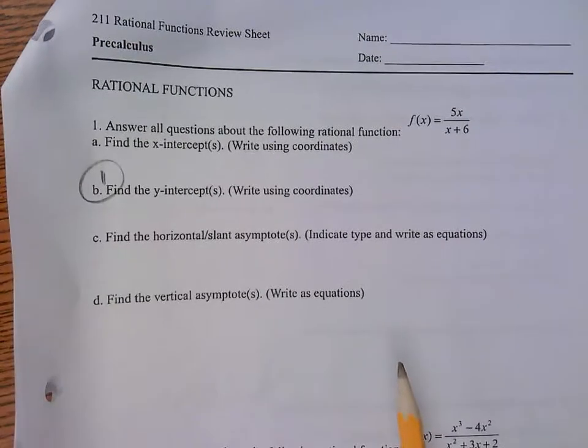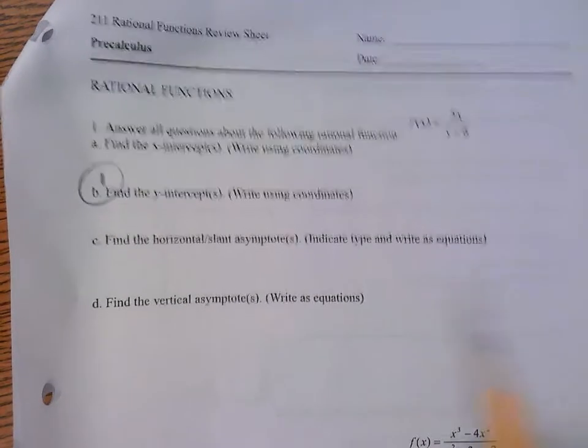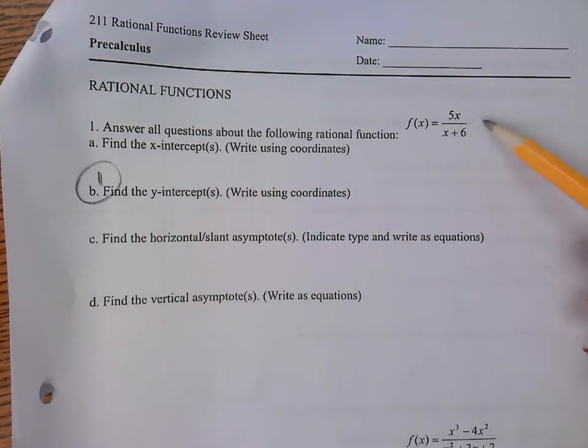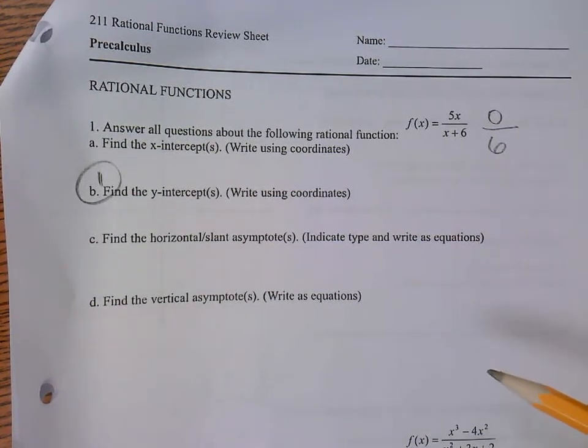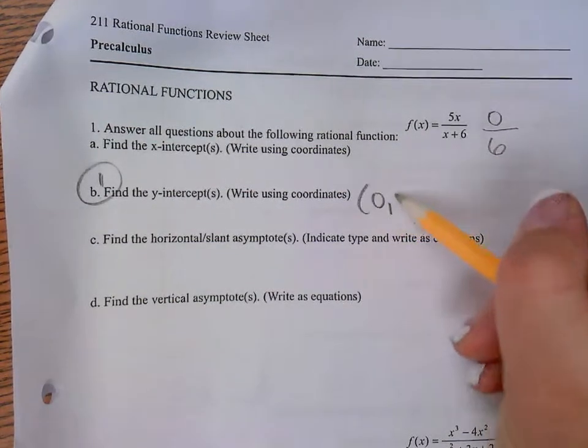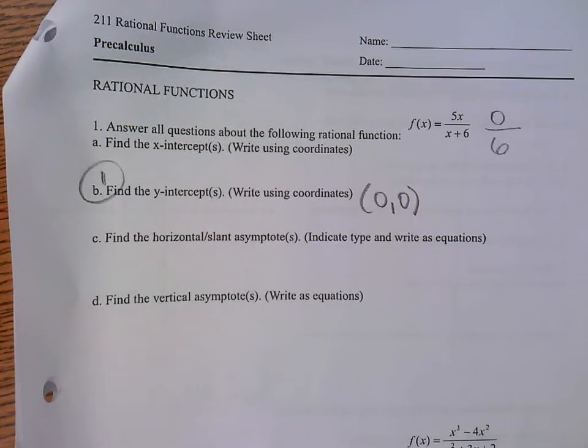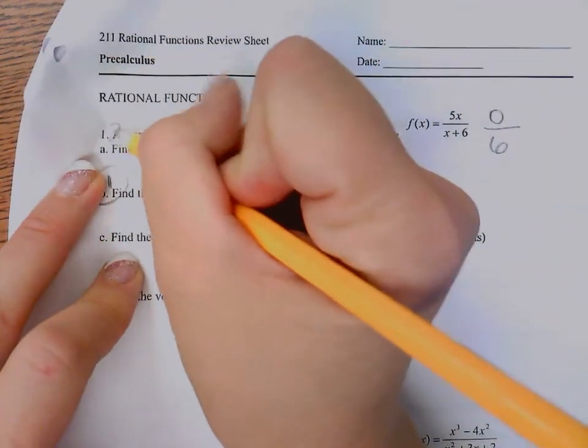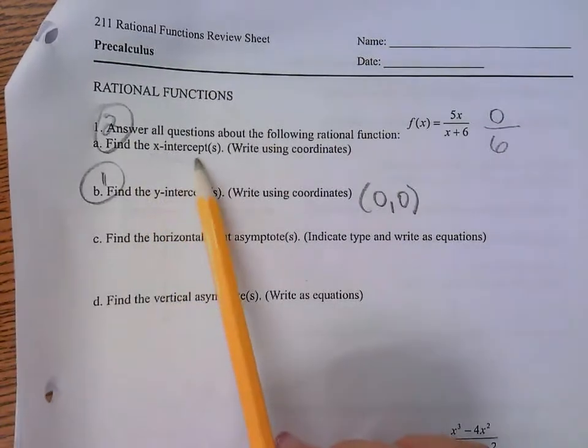So when we plug in 0, we get what? 0 in the numerator, and we get 6 in the denominator. So 0 divided by 6 is 0, right? So our y-intercept would be at 0, 0. And then usually our second step on our note card is doing the x-intercepts.